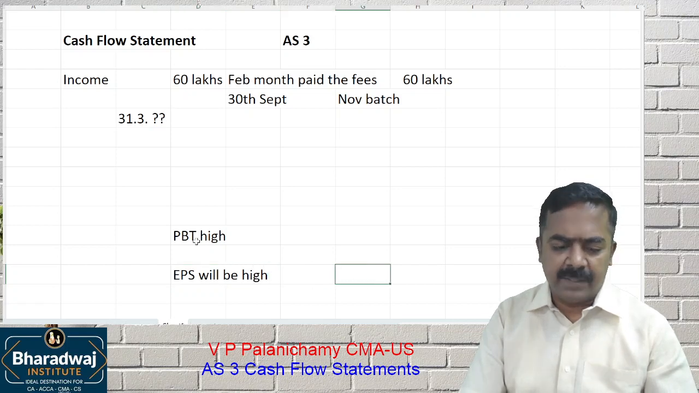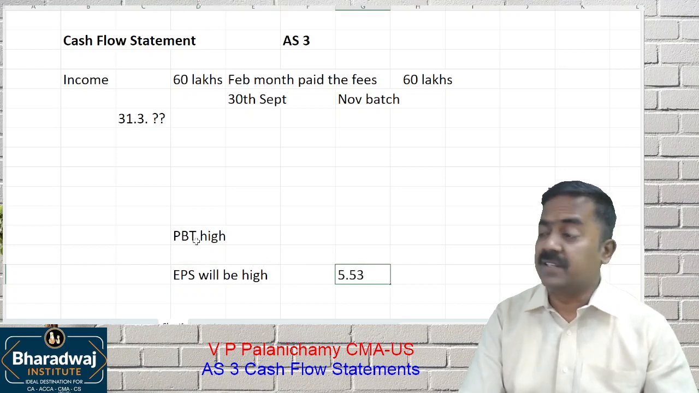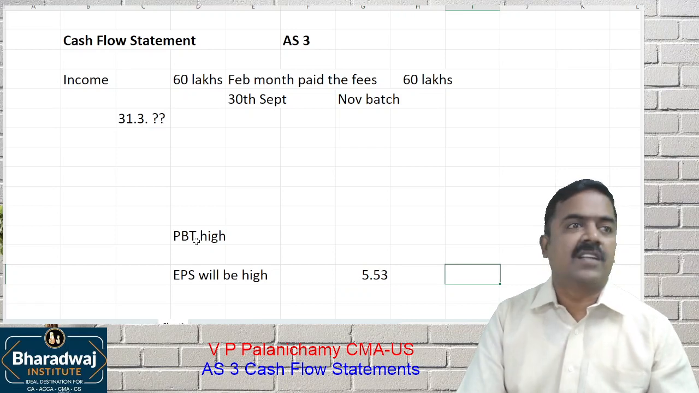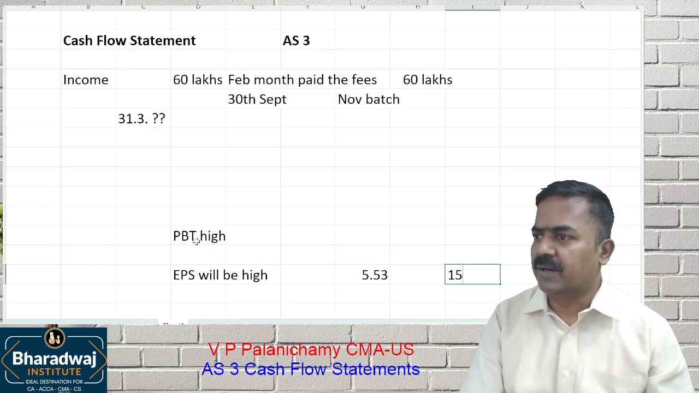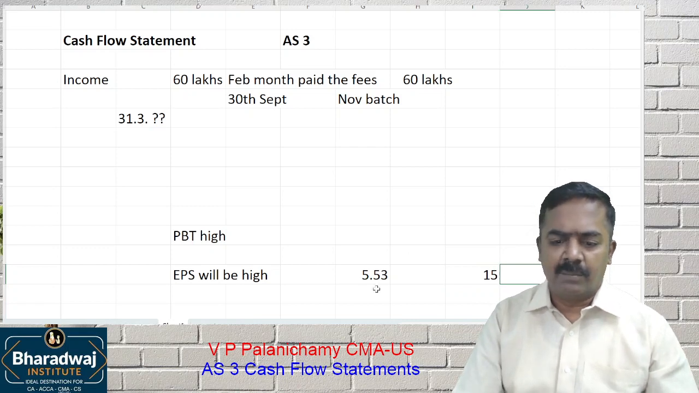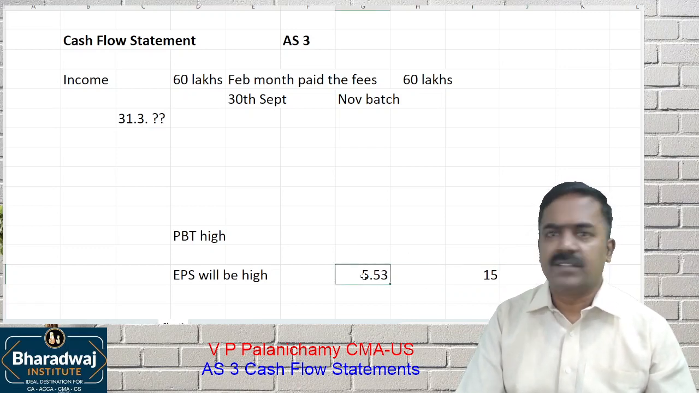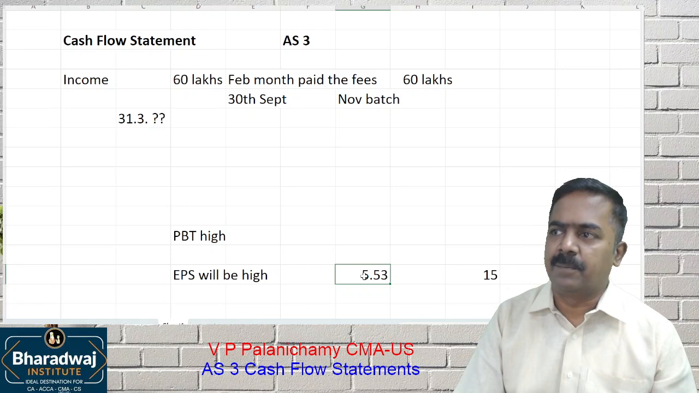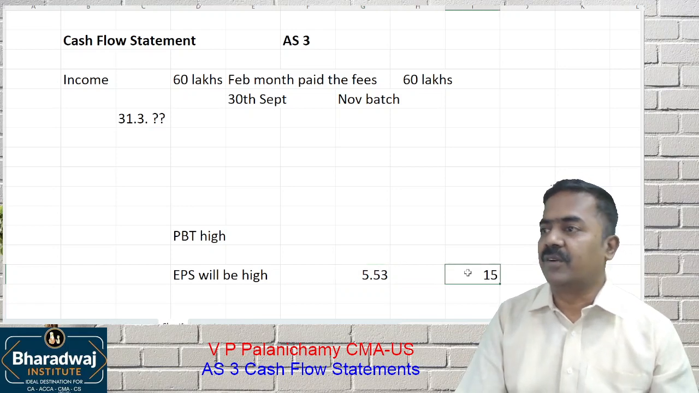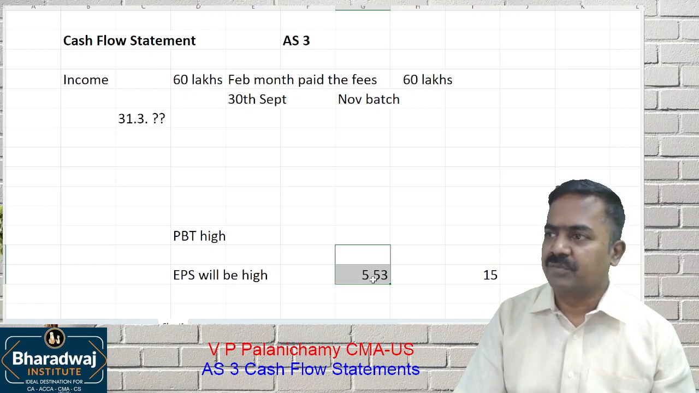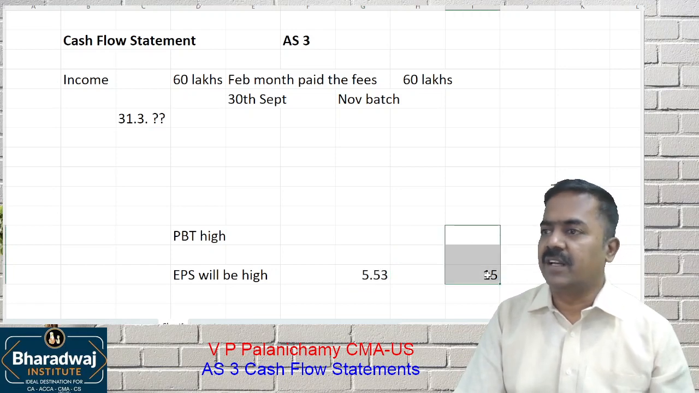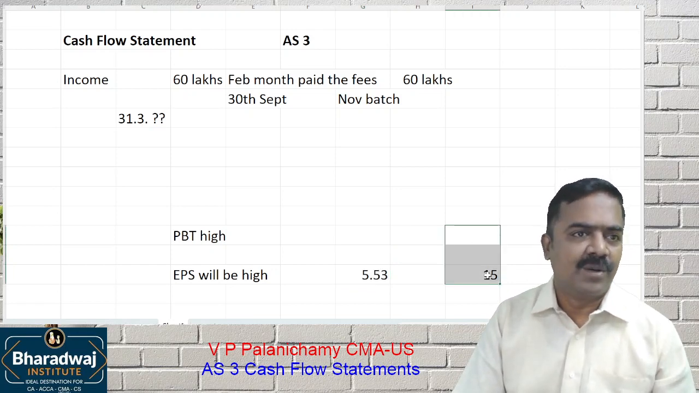Let us assume real EPS is like 5.53 that we had seen in a problem. But because of this extra income of 60 lakhs, EPS may become 15 rupees. Based on this, when you fix the share price, 5.53 divided by 10%, 55 rupees. 15 divided by 10%, 150. What is the real market price of the share? 55 rupees. Since I overstated the income, the market price will become 150.